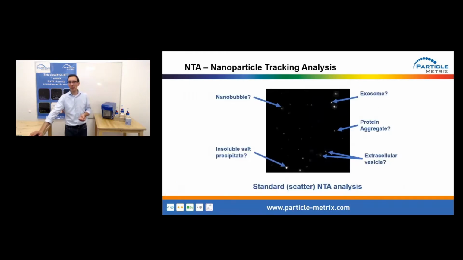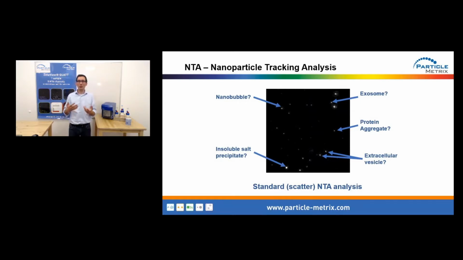So I will go ahead and talk about applications, what you can do, and where we are with NTA and the detection and characterization of extracellular vesicles with NTA. So that's a typical image you see here. So that's all particles moving around.